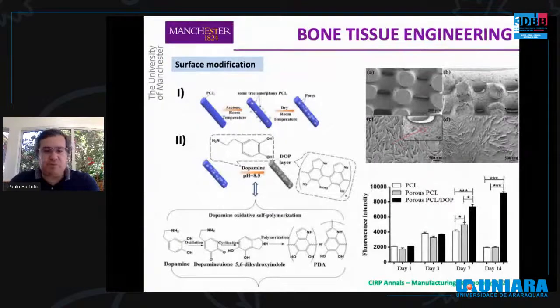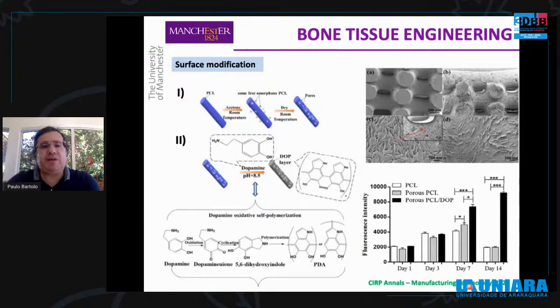So in terms of surface modification, we published this year one paper showing a strategy where the scaffolds were submitted to an acetone vapor annealing process to induce the formation of microporosity on the filaments of the scaffold. Through this method, free amorphous regions are delocalized from the surface of the filaments and recrystallize on pre-existing crystalline zones, inducing the formation of a hierarchical nanostructure on the filaments.